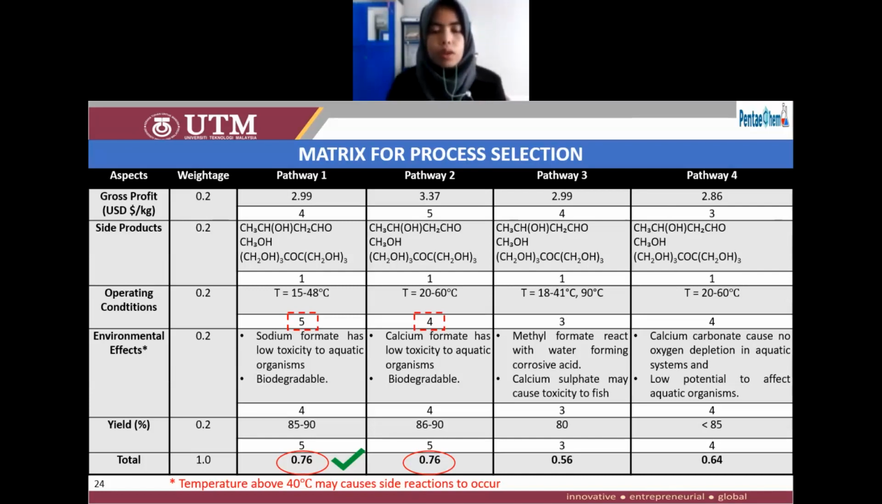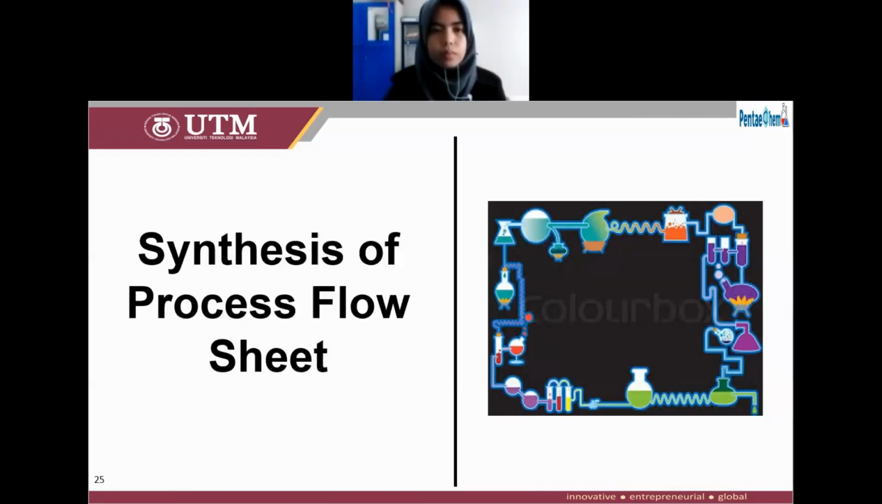So how are we going to select it? We are going to consider the temperature. Temperature above 40 degrees C may cause this side reaction to occur. So as you can see from the pathway 1 operating condition, at that temperature, the Cannizzaro reaction is very dominant. So in conclusion, we choose pathway 1 as our process selection.